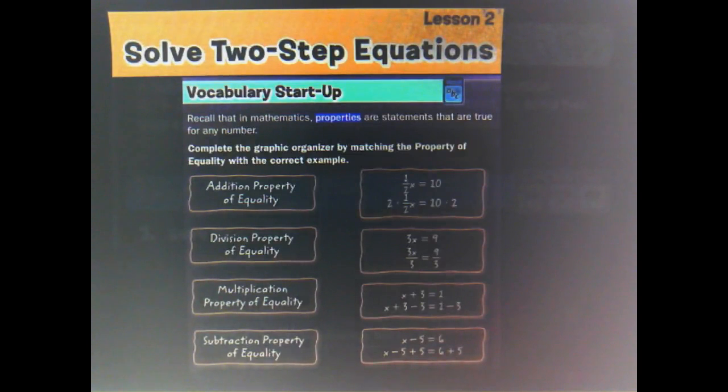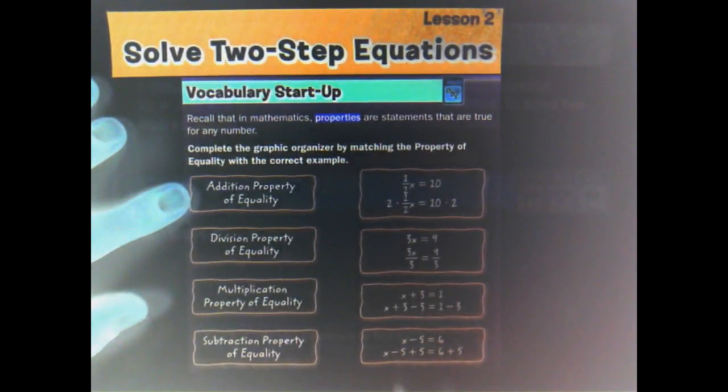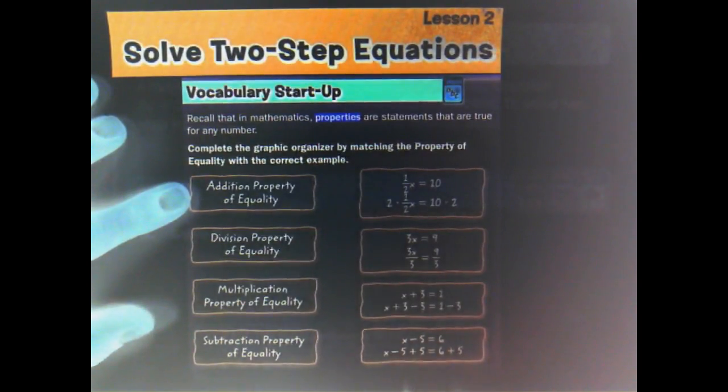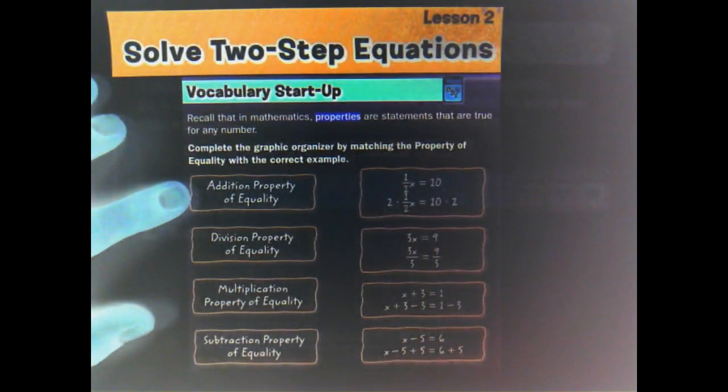So the big ones that are really going to help us solve equations are our properties of equality, and there's one for each operation. The main thing with the properties of equality is that no matter what operation you do, you have to do the same thing to both sides of the equal sign. As long as you do that, the equality of the equation remains true. So for example, our addition property of equality says that if we add the same number to both sides of an equation, it is still equal.